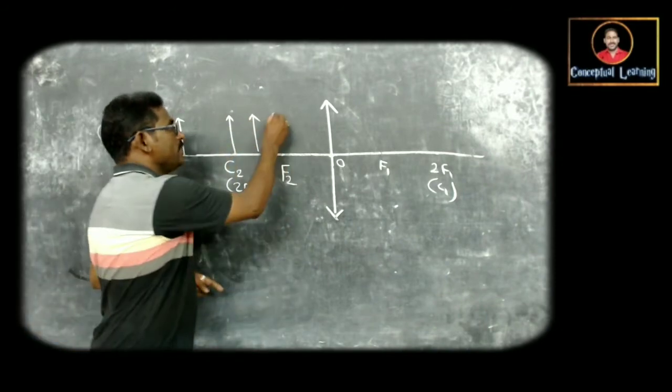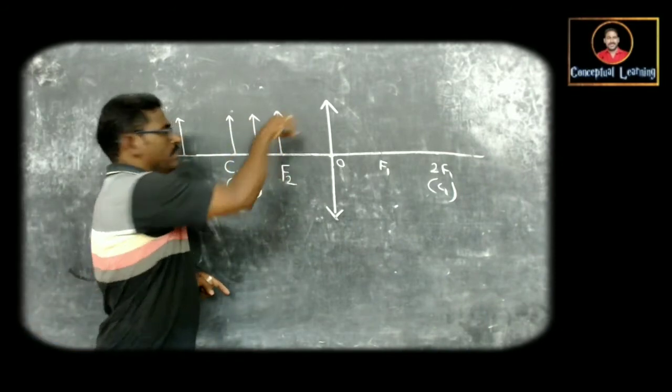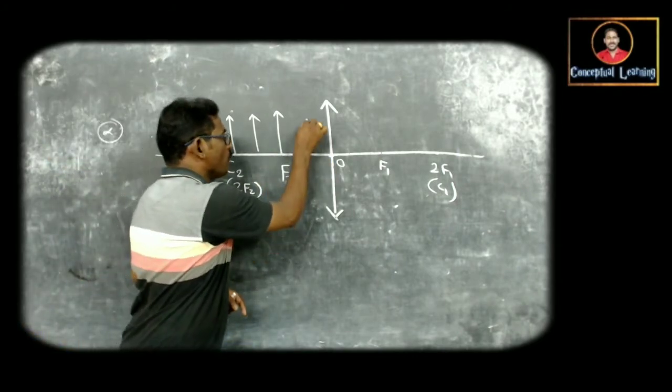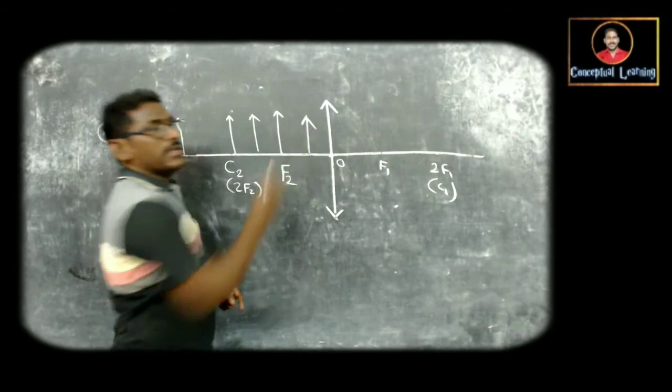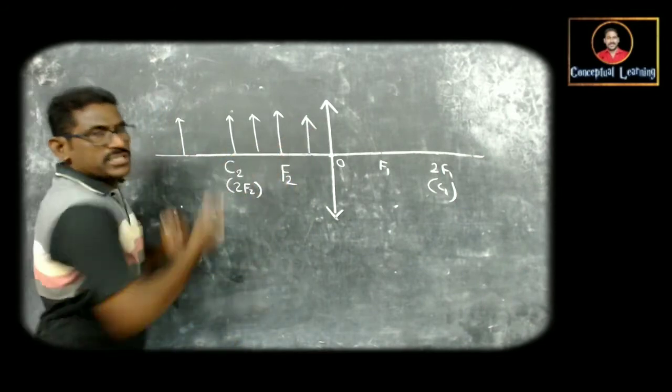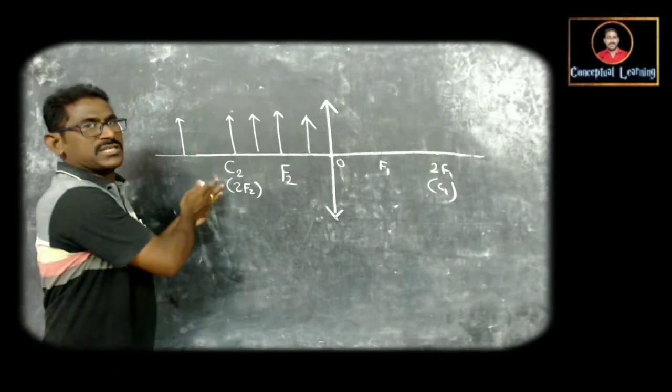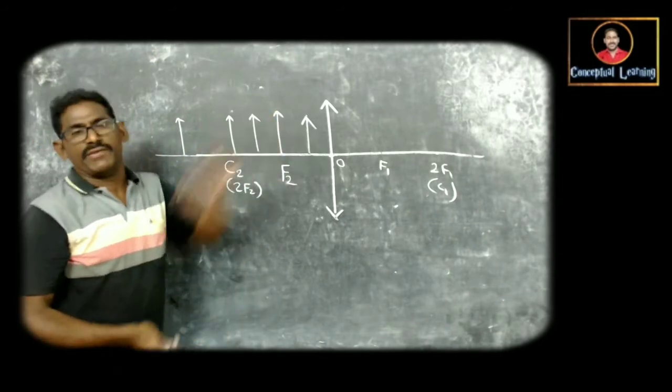Fifth position is on F2, and the last, the sixth position, is between F2 and O, the optic center. So these are the 6 positions that we are going to discuss for the formation of images by the convex lenses.